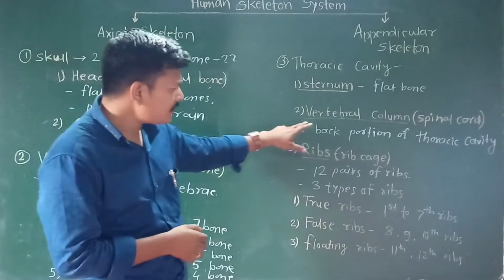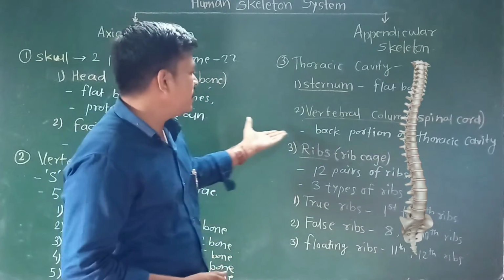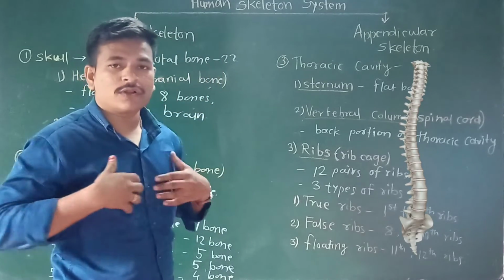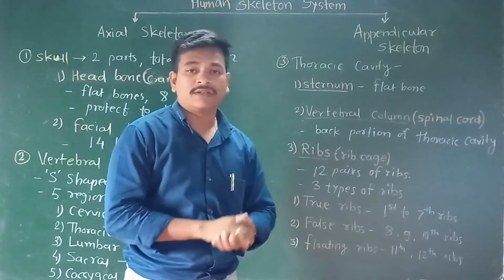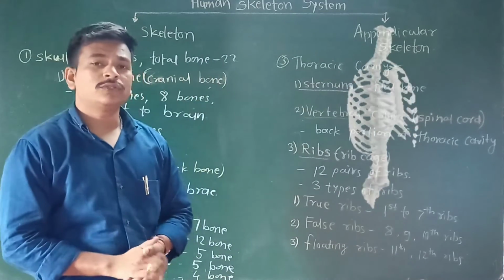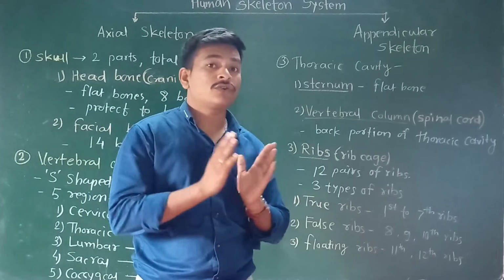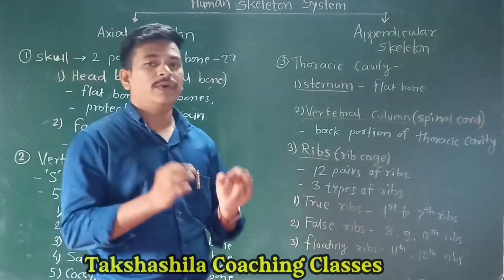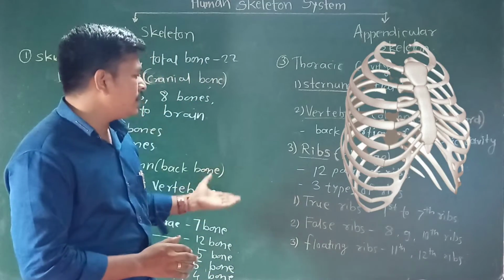Second is the vertebral column, also called the spinal column, and it is present in the back portion of the thoracic cavity. Last are the ribs, which are connected to the spinal column. This is also called the rib cage, and there are a total of 12 pairs of ribs, and they are connected to the sternum.